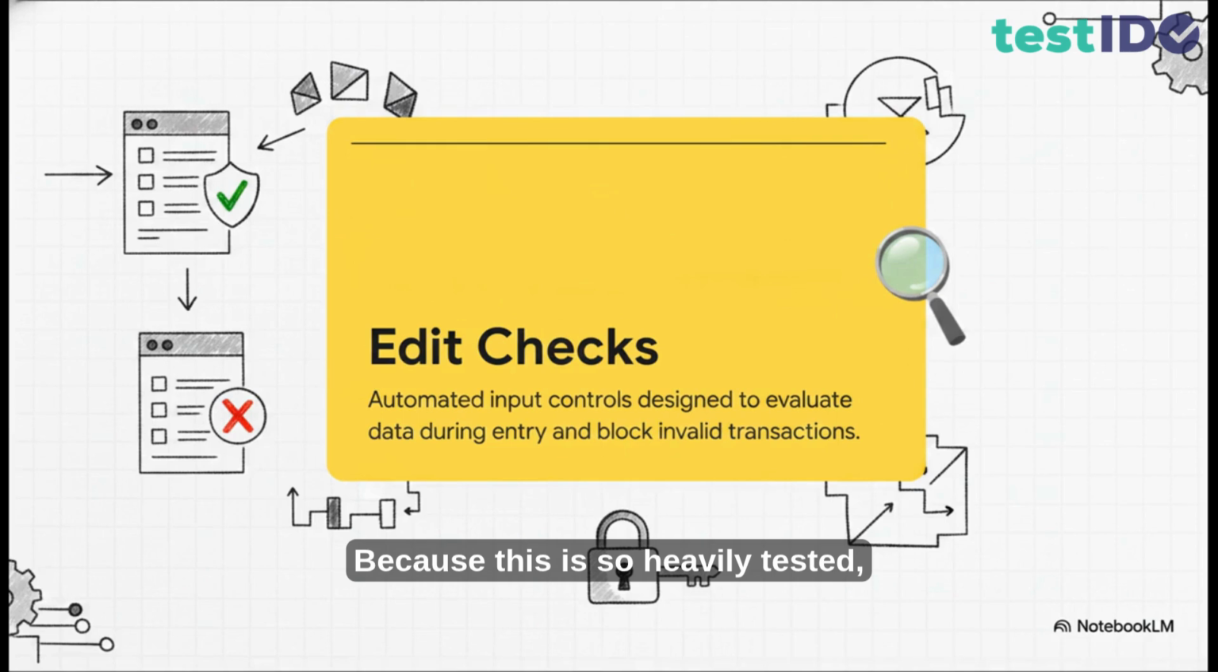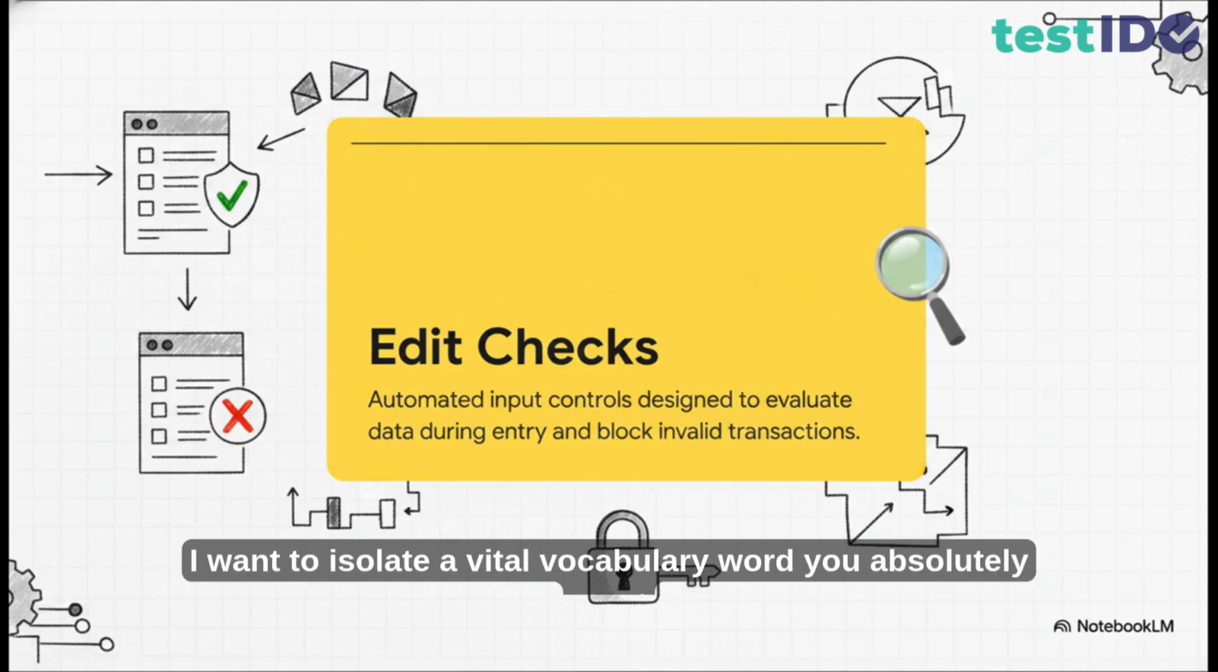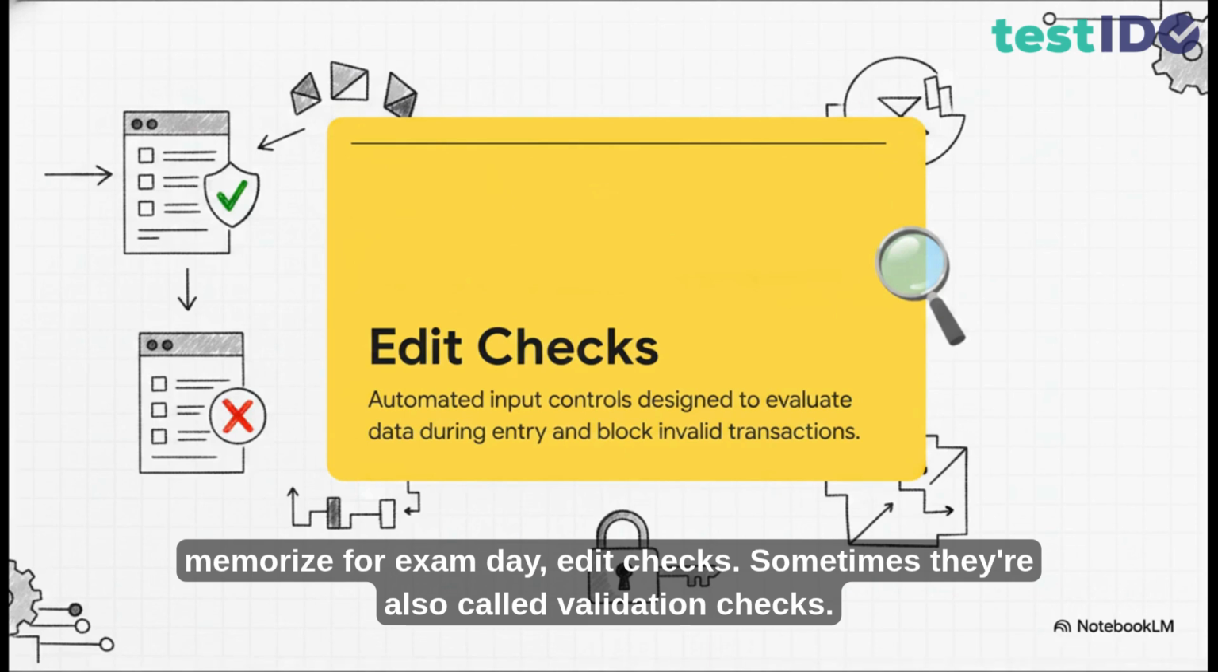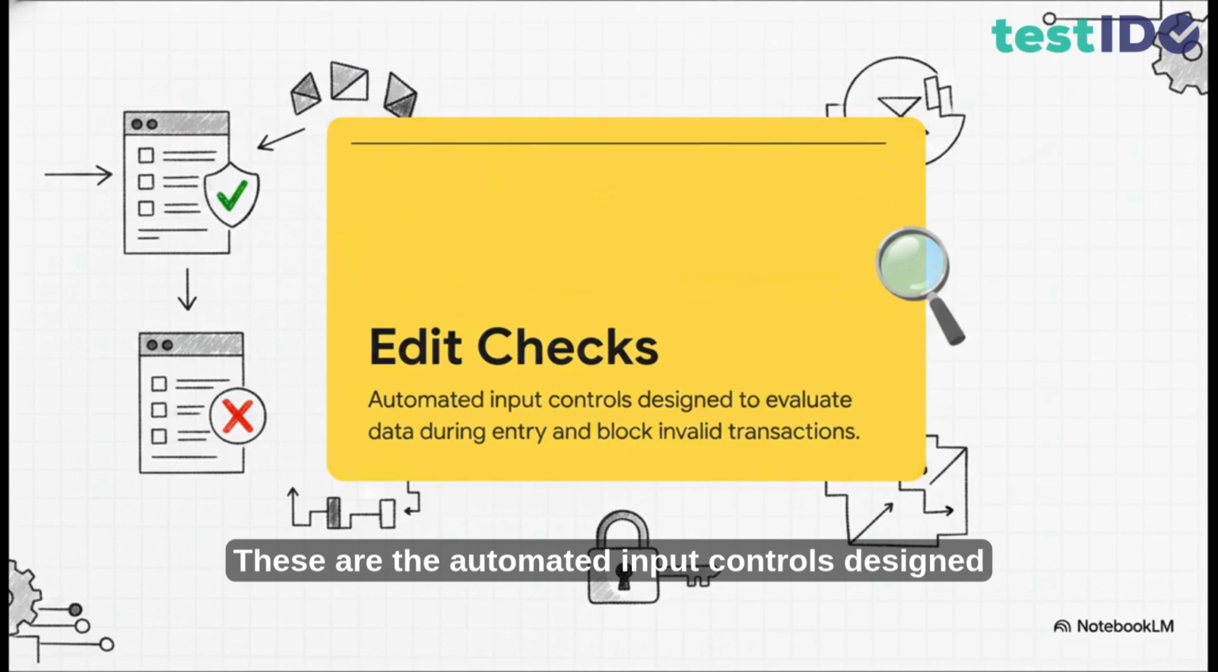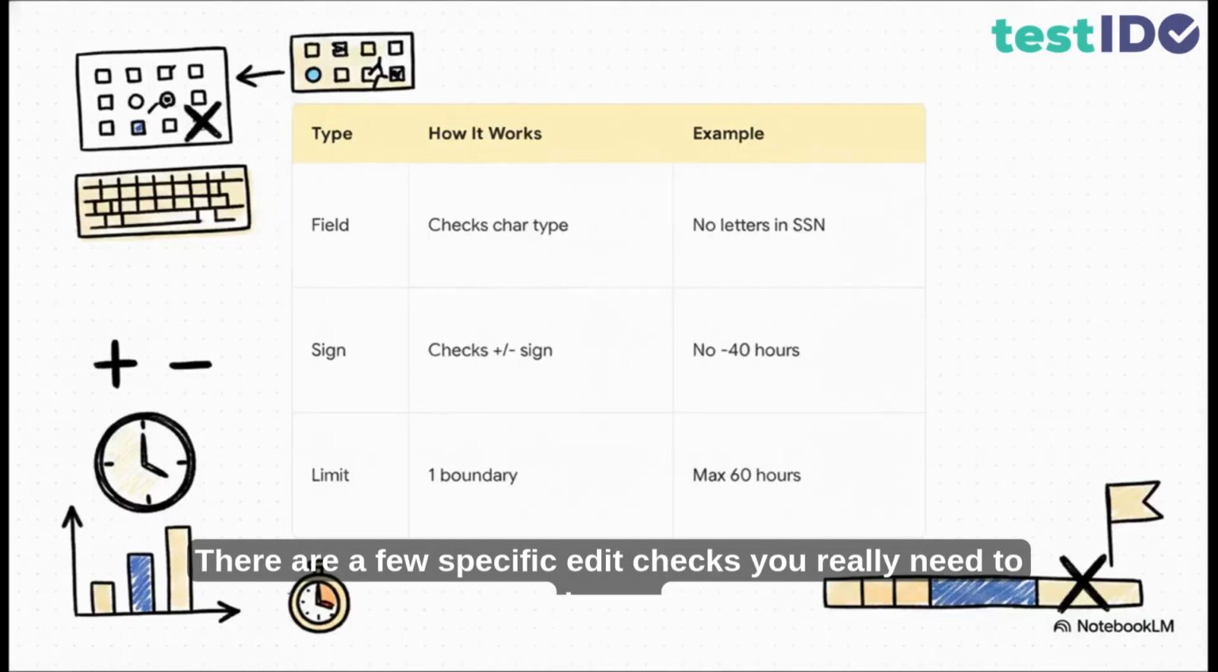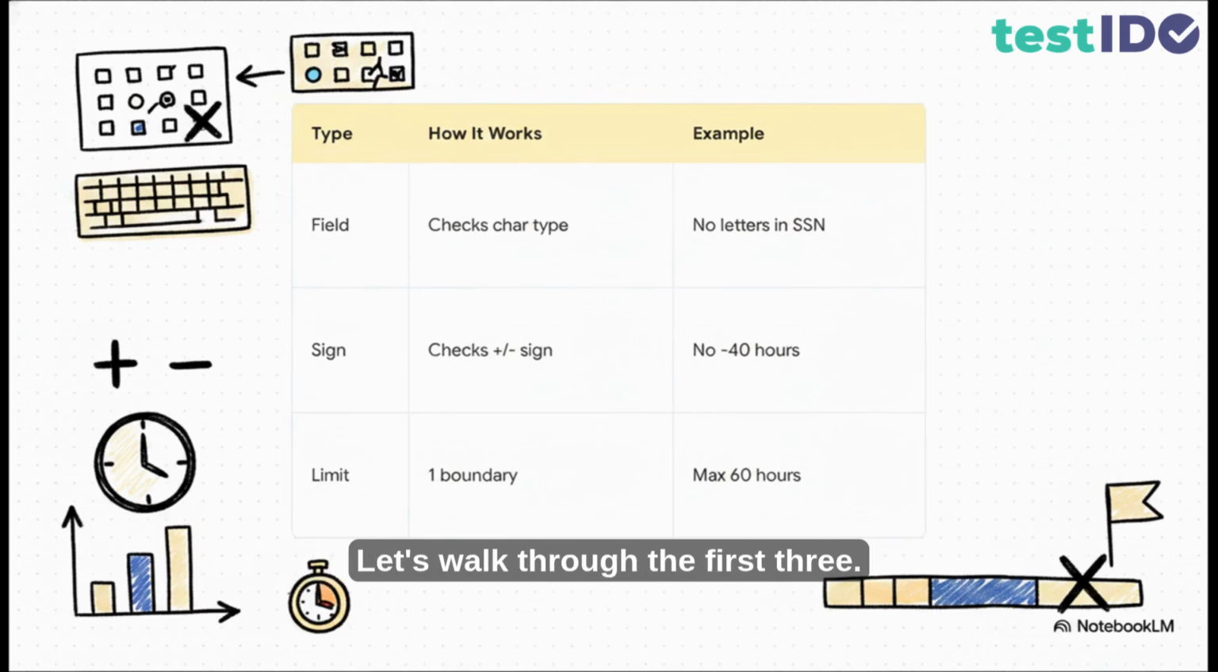Because this is so heavily tested, I want to isolate a vital vocabulary word you absolutely must memorize for exam day: edit checks. Sometimes they're also called validation checks. These are the automated input controls designed to evaluate data right at the very moment of entry and literally block any invalid transactions immediately. There are a few specific edit checks you really need to know. Let's walk through the first three.